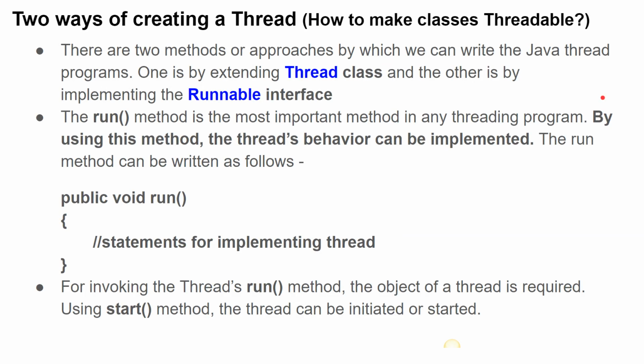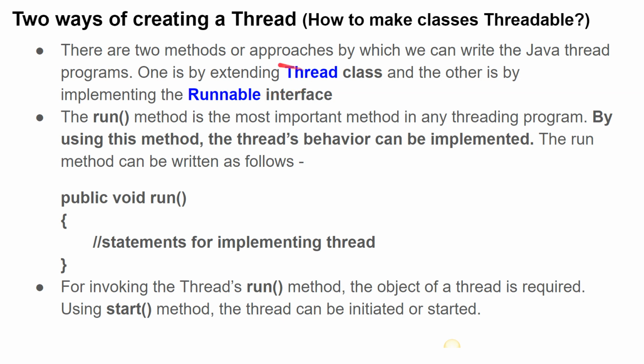So, two ways of creating a thread. There are two approaches by which we can write Java thread programs. One is by extending the Thread class and the other is by implementing the Runnable interface. You already know the difference between class and interface, right? If you don't know, you can watch my previous videos. Thread is an inbuilt class and Runnable is an inbuilt interface.